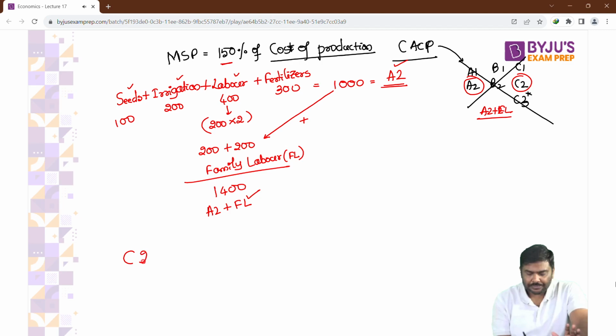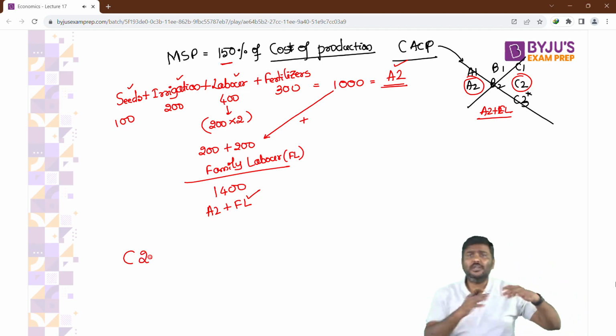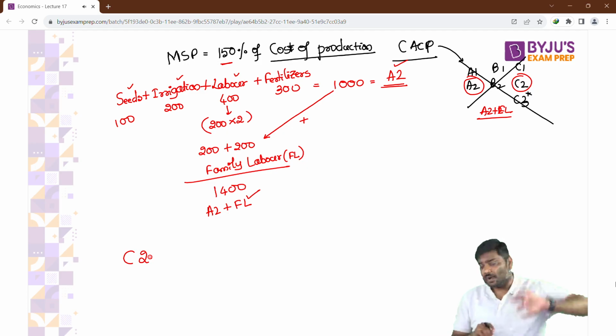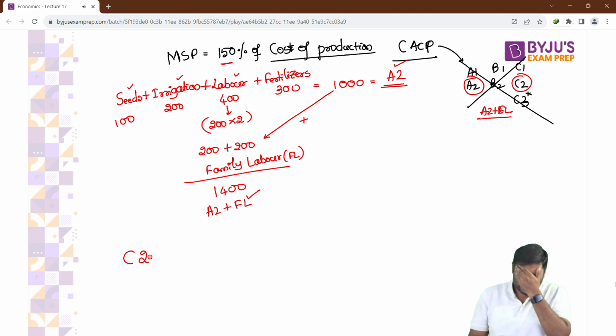Now let me go to the third one, C2. Most comprehensive between all the three. Sir, how 2100? My goodness. My dear, please use the calculator. 150% of 1400, you tell me how much will be that number. You will get the answer.